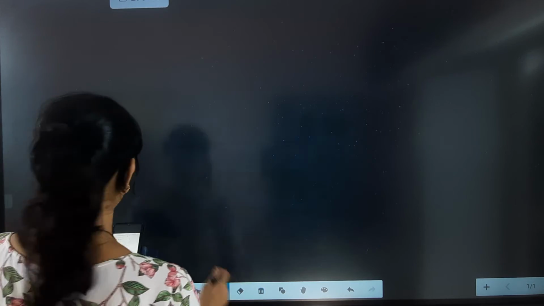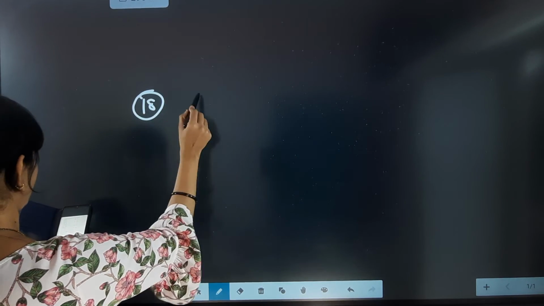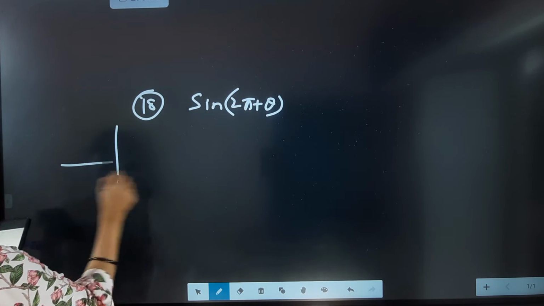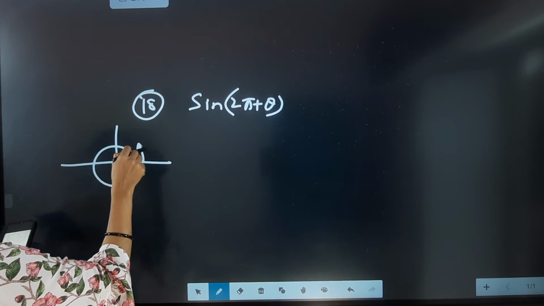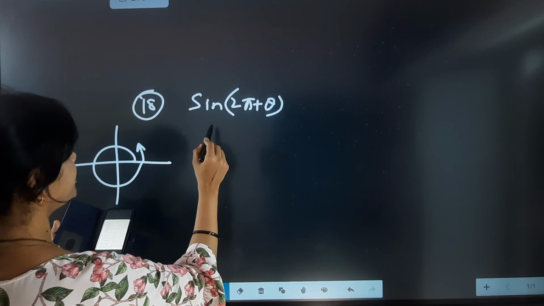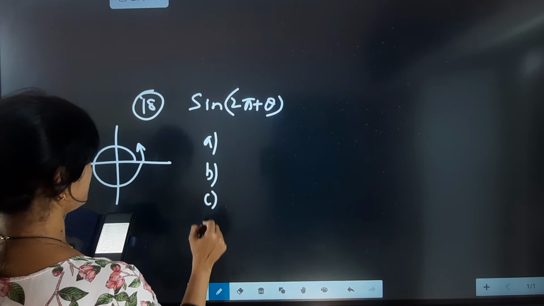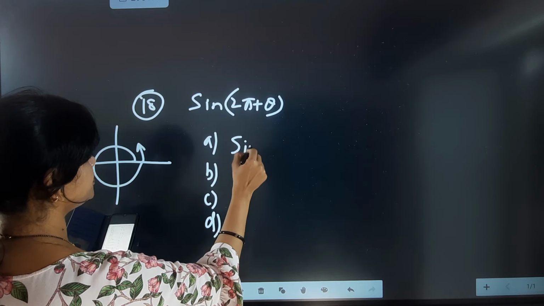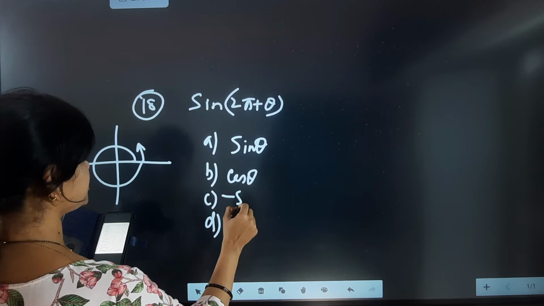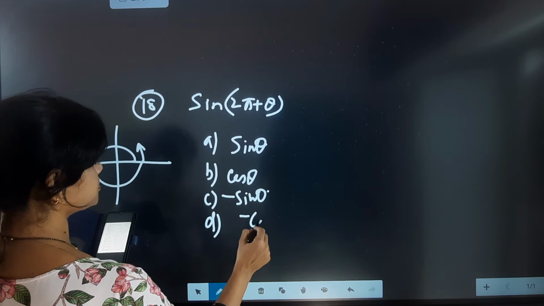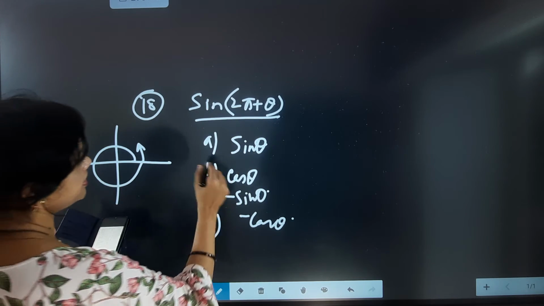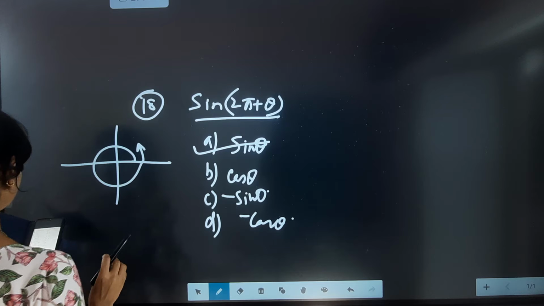Now next question, question number 18. It is written sine of 2 pi plus theta will be what? 2 pi plus theta means one complete cycle is 2 pi, after that it is going towards theta. Now we have to check where it lands. If it is landing on the first quadrant, then 100% it is going to be sine theta. Second quadrant cos theta. Third quadrant minus sine theta. Fourth quadrant minus cos theta. So 100% 2 pi plus theta will be nothing but sine theta only. So answer will be 1 only.